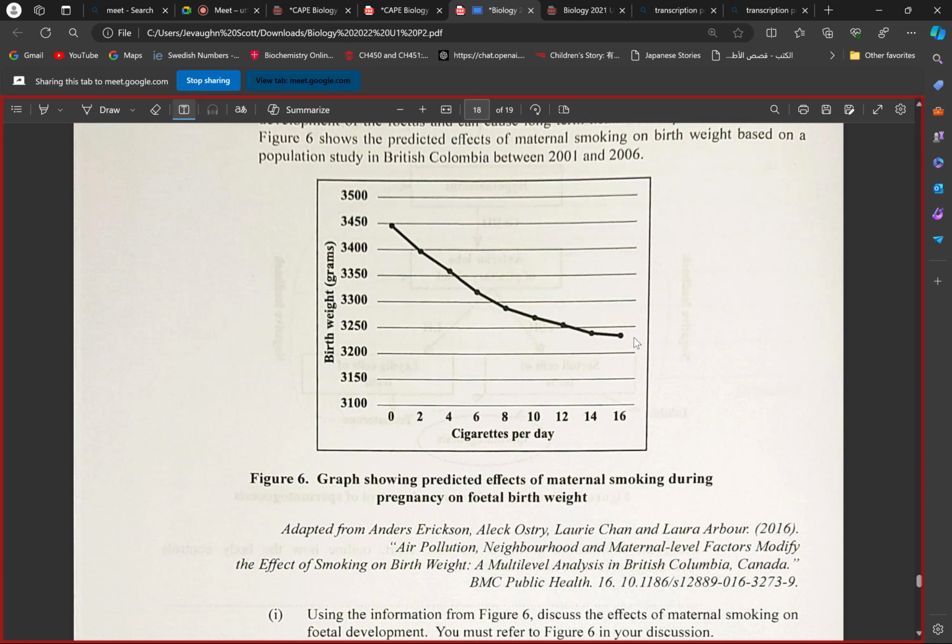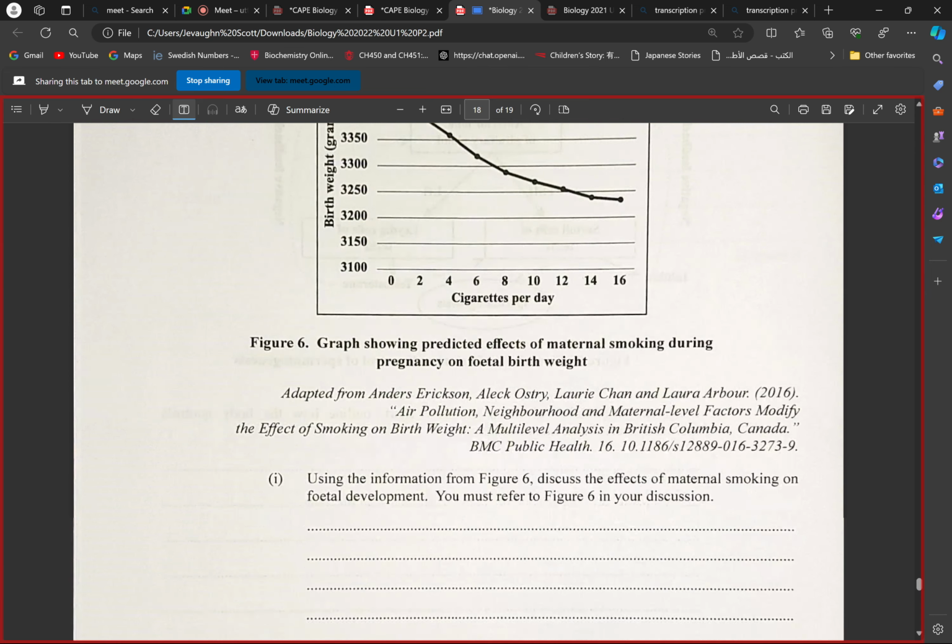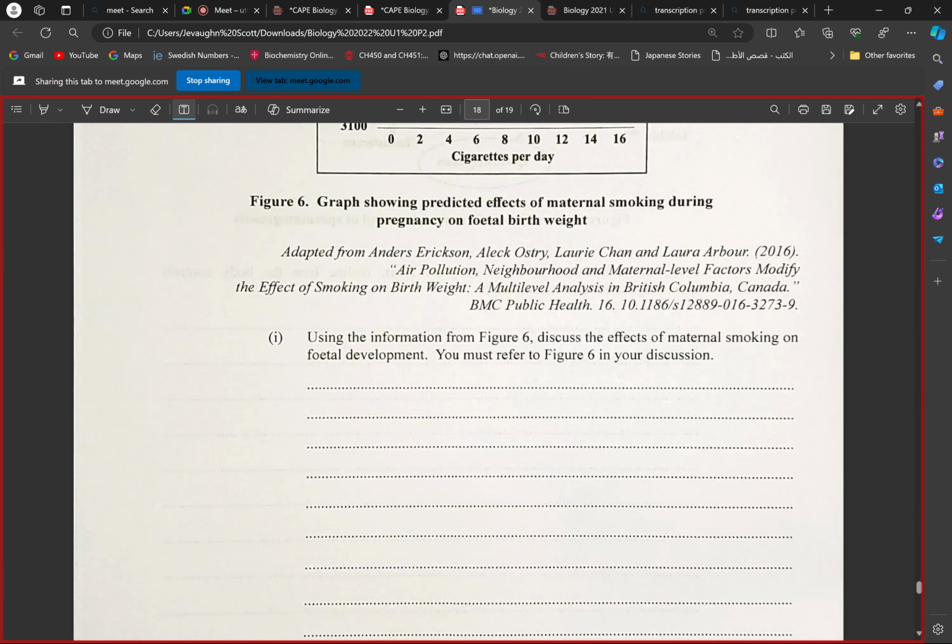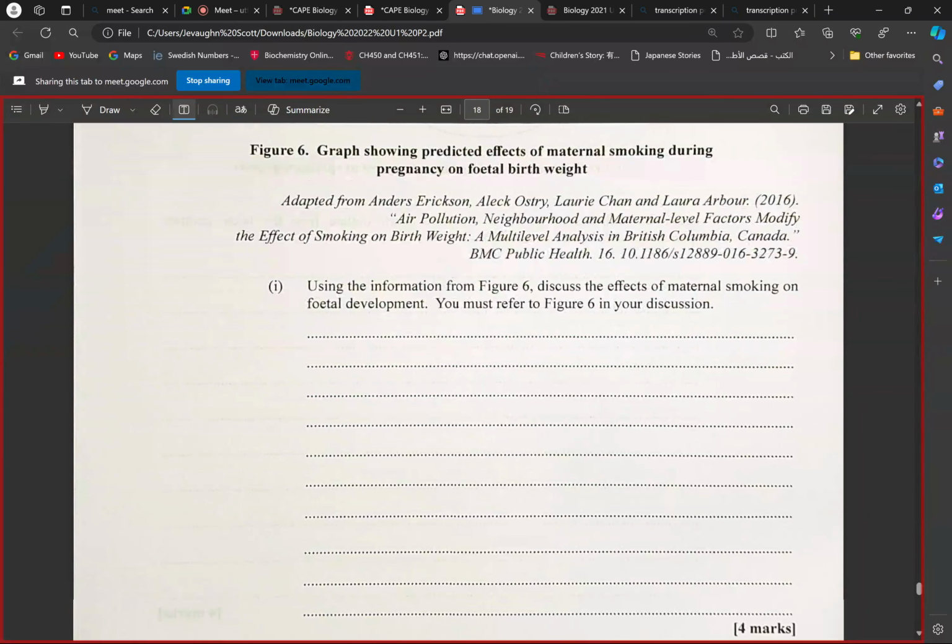Okay, sir. Would you say the fewer cigarettes you smoke per day, the higher the birth weight, but as you increase the amount of cigarettes you smoke per day, it lowers the birth weight? How so? I love to ask those questions. We see it in the graph, but how so? What is happening?